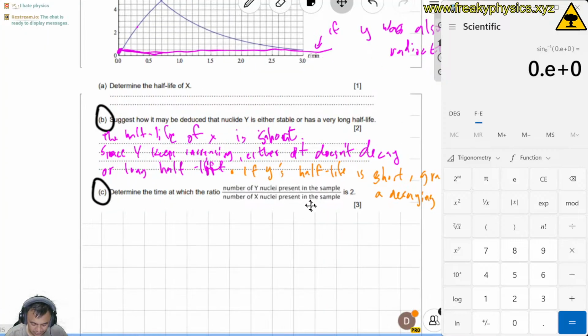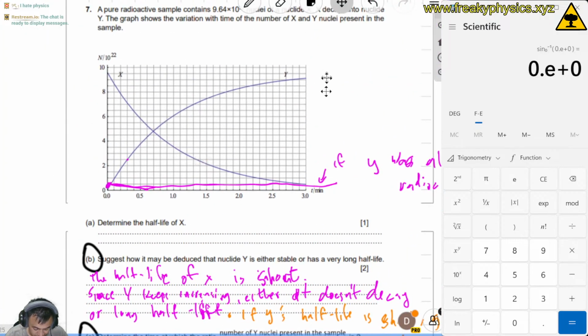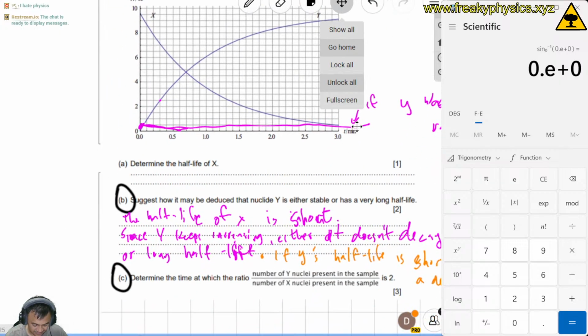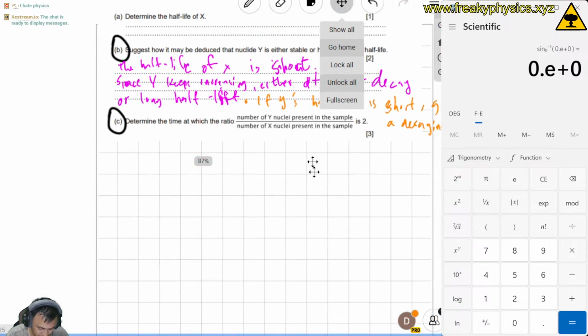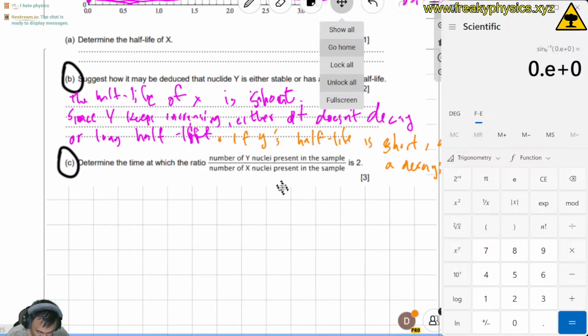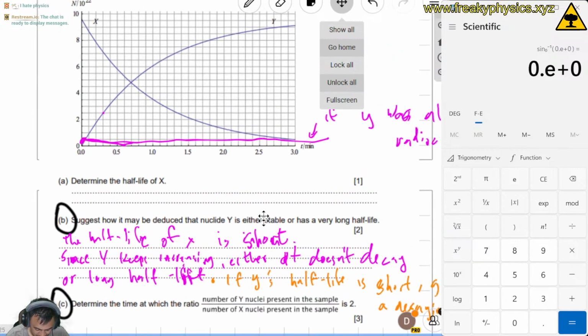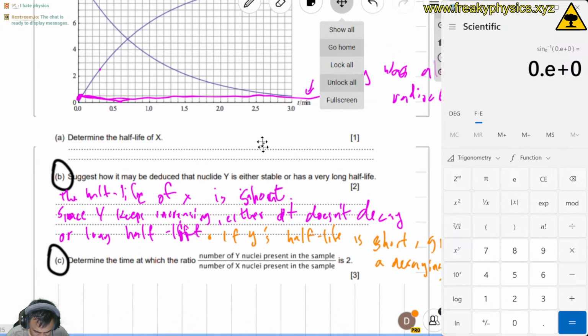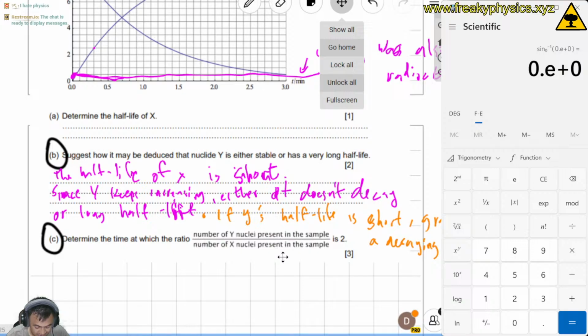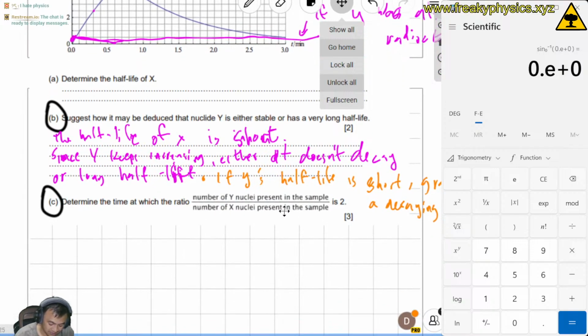So in other words, what you could do is get a sample of Y and then observe it separately. It should be in isolation from X. Shouldn't be together. So determine the time at which the ratio is 2 for Y to X, right? So it should be easy. Let's assume it's stable. Let's assume that Y is stable. So let's write that here. Assume Y is stable.